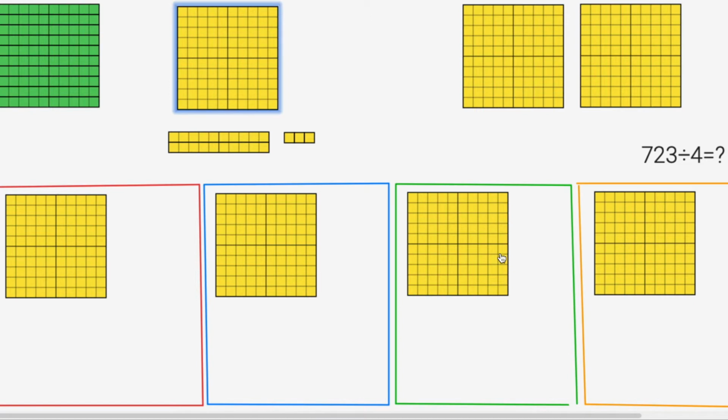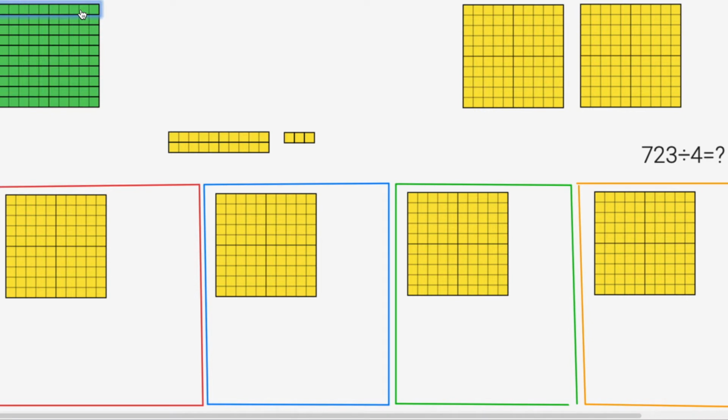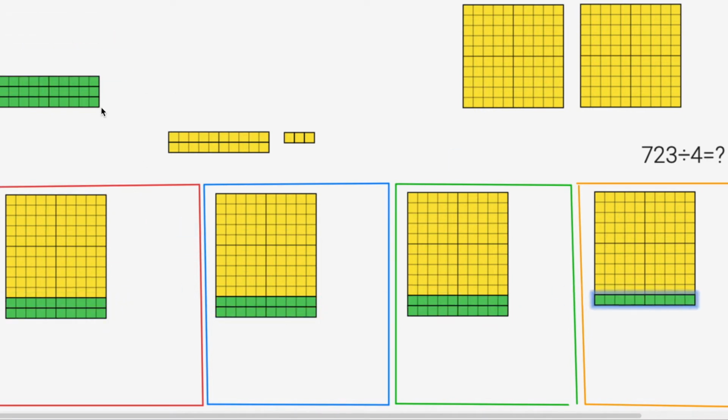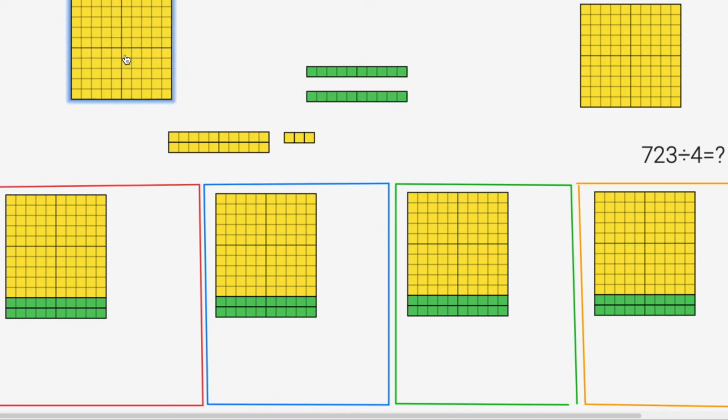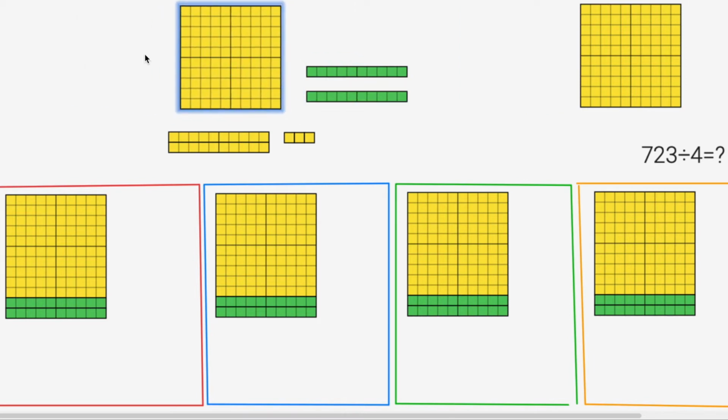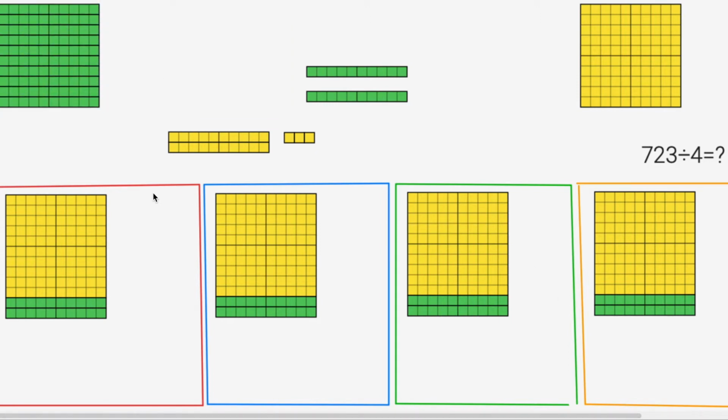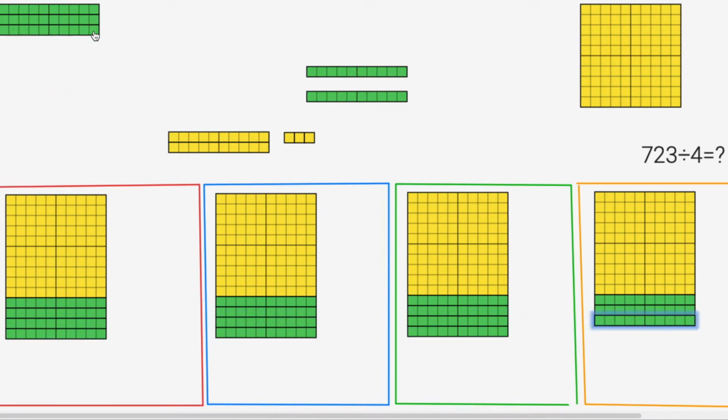And then we get rid of the 100. And then we split the tens amongst the groups equally. That leaves us with 2 tens left over from that 100 block. We take this 100 and split it up again into tens. We get rid of the 100. That leaves us with 2 tens left over again.